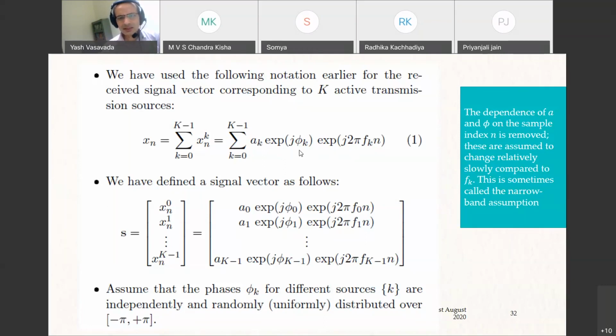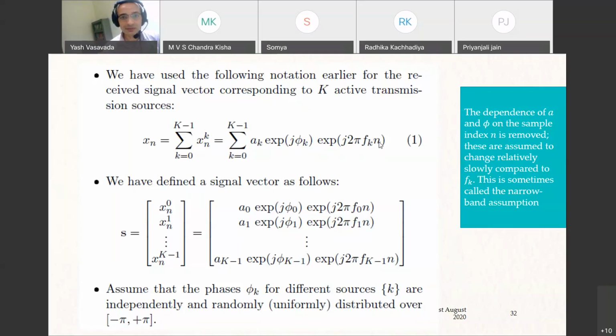Typically, in communication systems, this narrowband assumption applies because this amplitude and the phase don't really change on a sample-by-sample basis. If I have a transmitted symbol, that symbol lasts for many different cycles of this f of k. And so this narrowband assumption is not a completely invalid assumption, at least over a small period of time, over a small range of variation in n.